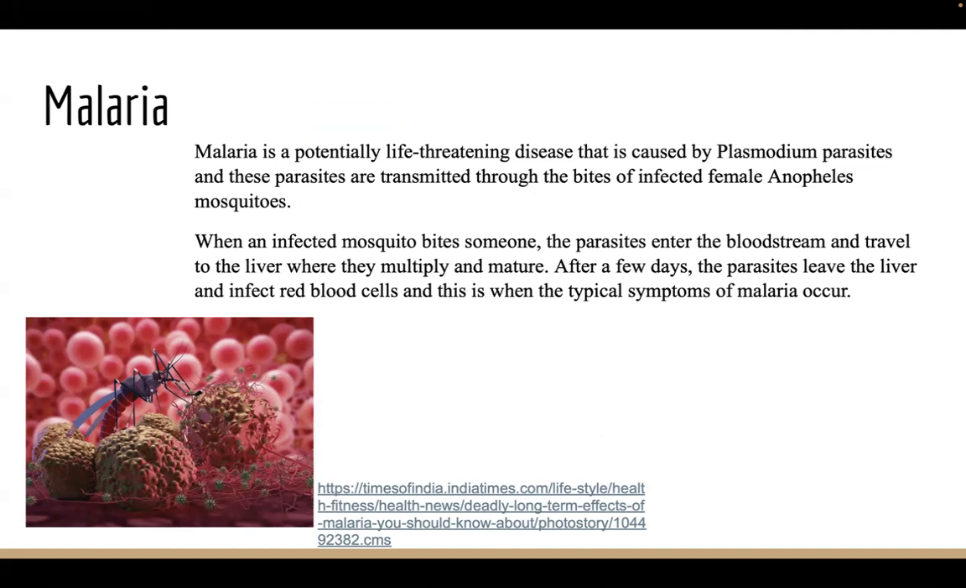When an infected mosquito bites someone, the parasites enter the bloodstream and travel to the liver, where they multiply and mature. After a few days, the parasites leave the liver and infect red blood cells, and this is when the typical symptoms of malaria occur.